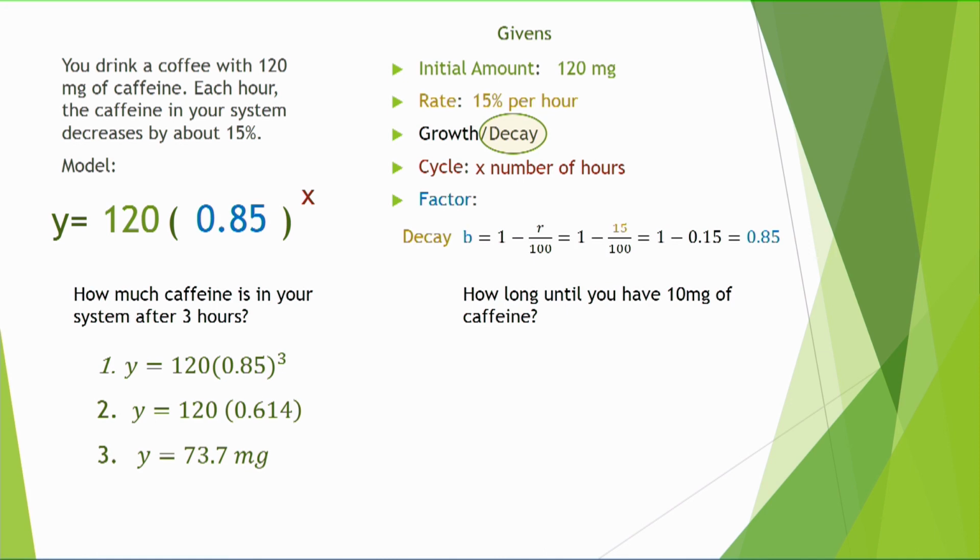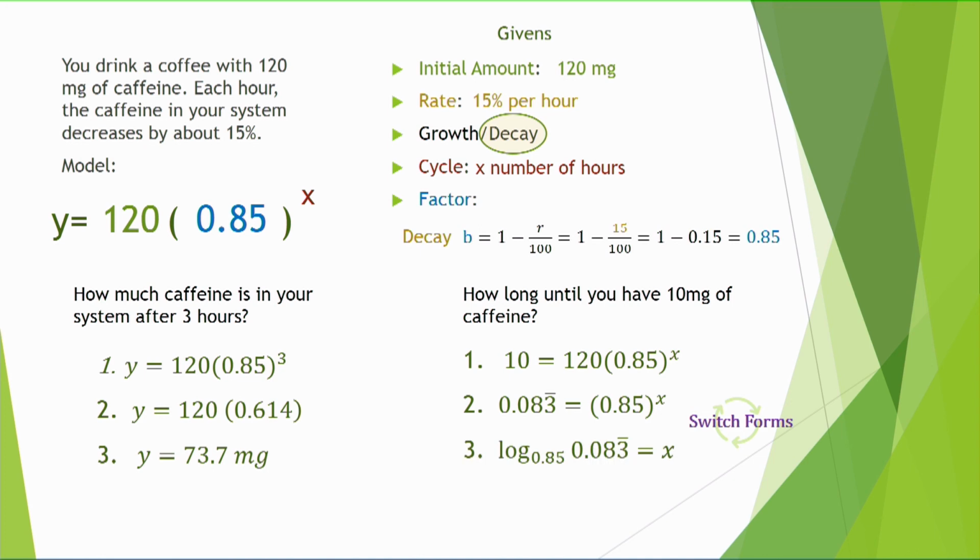And then how long to get to 10 milligrams? So y is how much is left in your system, right? So we know that 10 is going to be the amount left, and we're looking for our x. So we're going to divide that, and I wrote it in decimal form, but you can keep it in fraction form if you want to. All right, and then we're going to switch forms because we only have the one exponent, so it's really pretty easy to switch forms. And then we can plug that in our calculator, and we get about 15 hours.